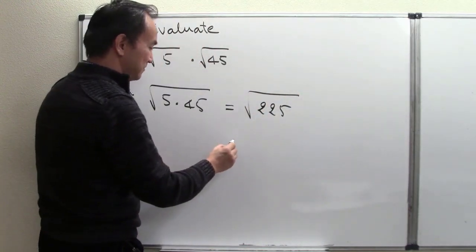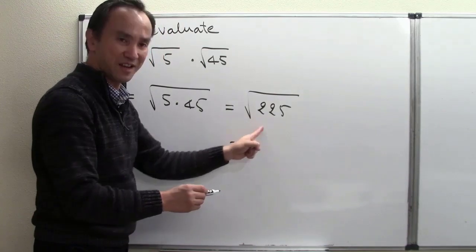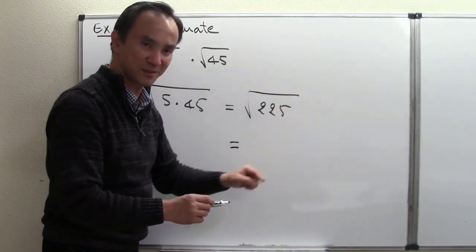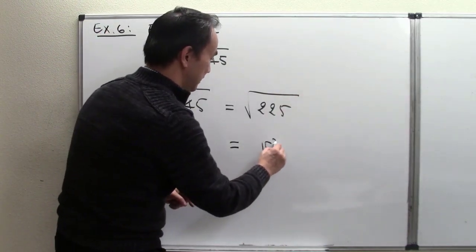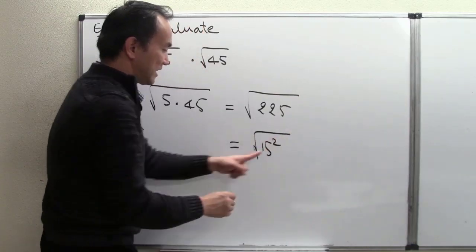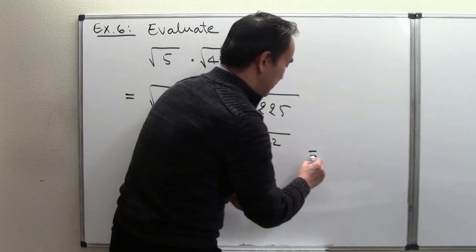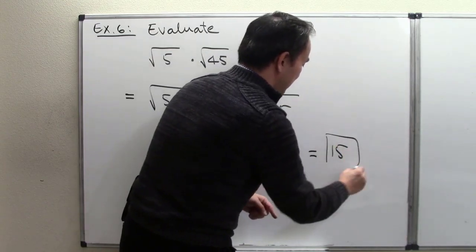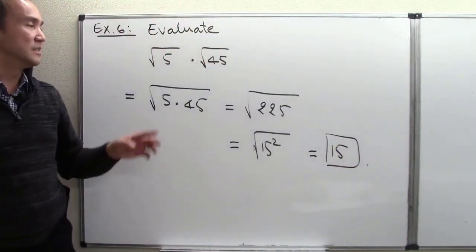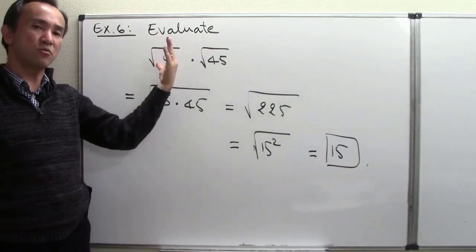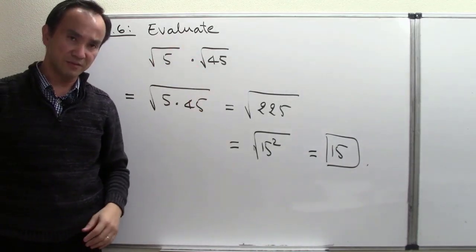And so now 225 is gladly a perfect square. It's a perfect square of 15. And so now seeing that as a perfect square, the square root of a perfect square comes out to 15. And that's how we can utilize the product property in the backward way to do problems quite effectively like that.